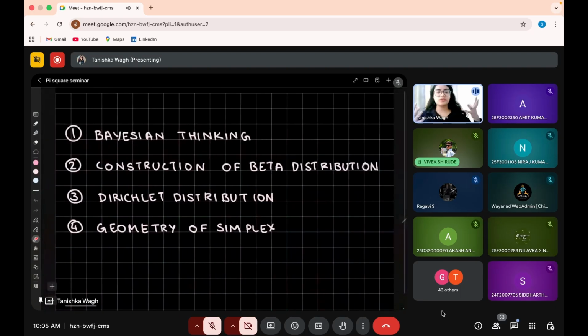So what we're going to be doing in this session is constructing the idea of Bayesian thinking. You don't need to know what that is. I'll explain it. We'll be constructing the beta distribution and the Dirichlet distribution, and we're going to see a little bit of geometry so that it's a little bit more intuitive to everyone.